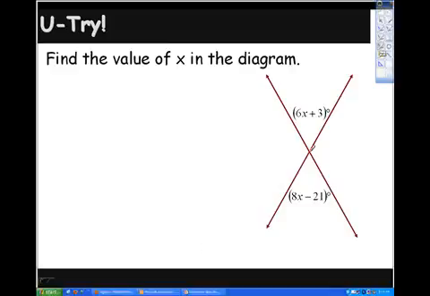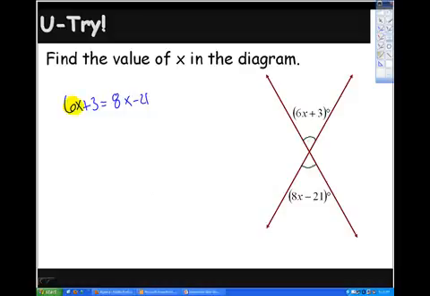Okay, let's see. If we remember our geometry, we've got vertical angles here. And we learned in geometry that vertical angles are congruent. So that means that the 6x plus 3 has to equal the 8x minus 21. And that almost seems intuitive without even knowing the geometry, that these are the same measure. So we've got variables on both sides.